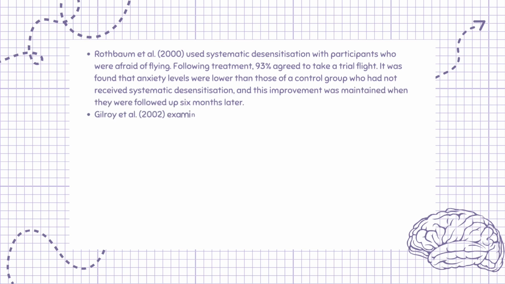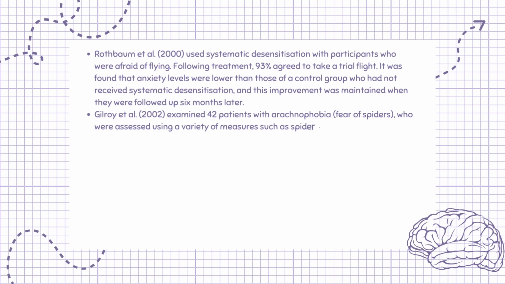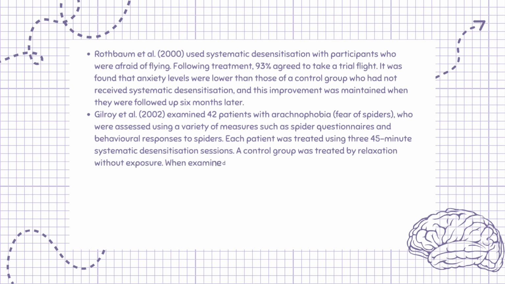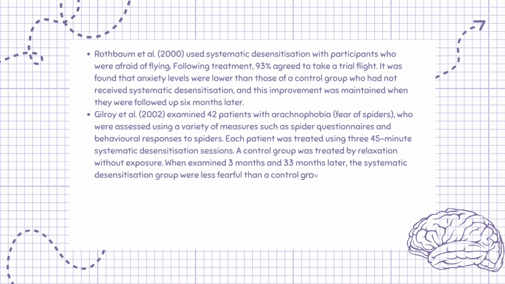Gilroy et al., 2002, examined 42 patients with arachnophobia, fear of spiders, who were assessed using a variety of measures such as spider questionnaires and behavioral responses to spiders. Each patient was treated using 3 45-minute systematic desensitization sessions. A control group was treated by relaxation without exposure. When examined 3 months and 33 months later, the systematic desensitization group were less fearful than a control group, who were only taught relaxation techniques.